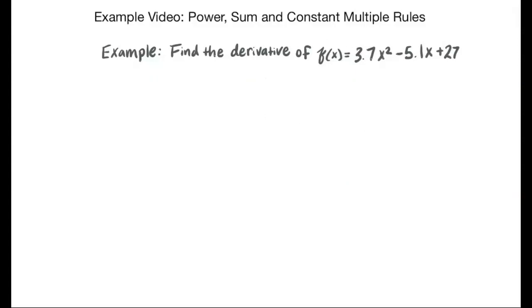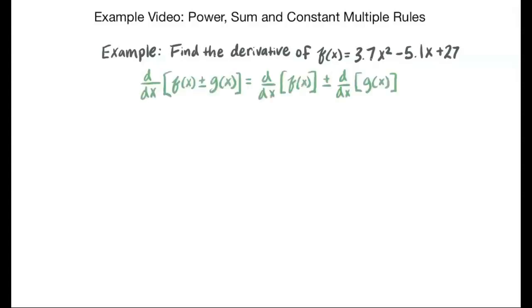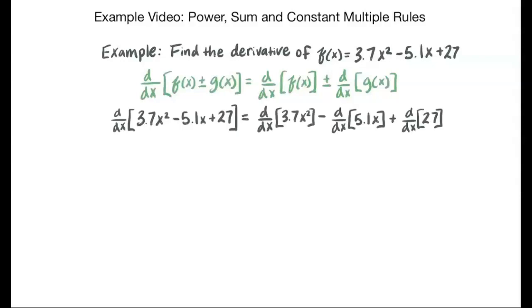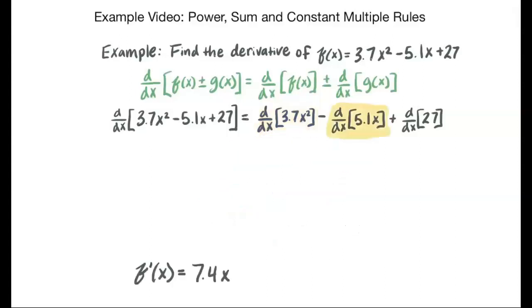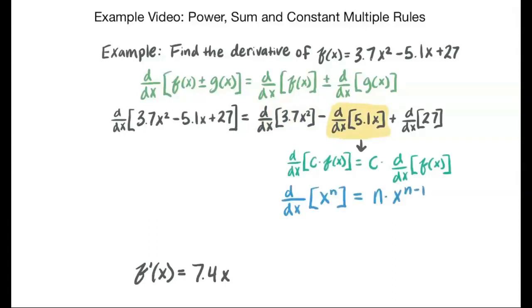We are given the function f of x equals 3.7x squared minus 5.1x plus 27 and asked to find the first derivative. Just like the last example, we first need to use the sum and difference rule. Doing this, we get that the derivative of the function is equal to d dx 3.7 times x squared minus d dx 5.1x plus d dx 27. The first term is 3.7x squared, which we can differentiate using the constant multiple rule and the power rule. Doing this, we get 7.4x. The second term is d dx 5.1x, which we can differentiate using the constant multiple rule and the power rule. Doing this, we get that the derivative is equal to 5.1.